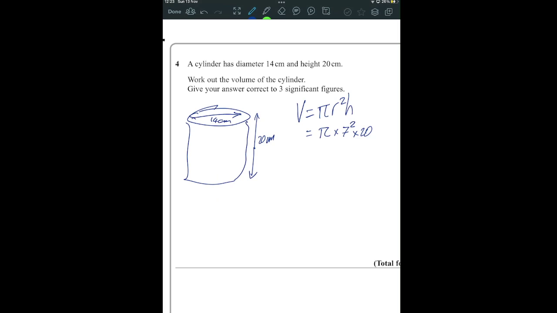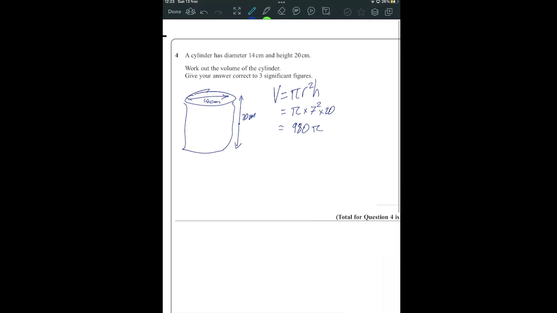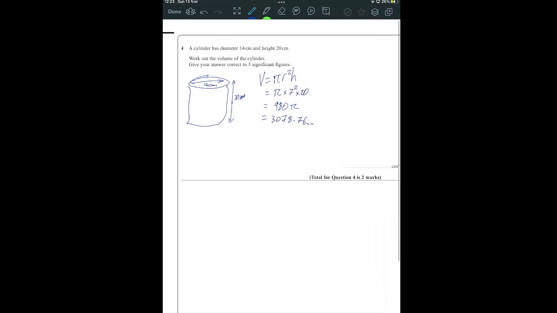The question tells me to give my answer to 3 sig fig, so I'm going to type in my calculator. I'm going to give the exact answer just so the examiner can see I know what I'm doing. And then the unrounded version, I'm not going to write all the figures down, that's just pointless. And then finally round that to 3 significant figures to put on the answer line. 3080.